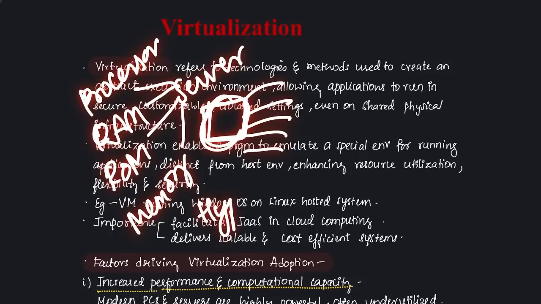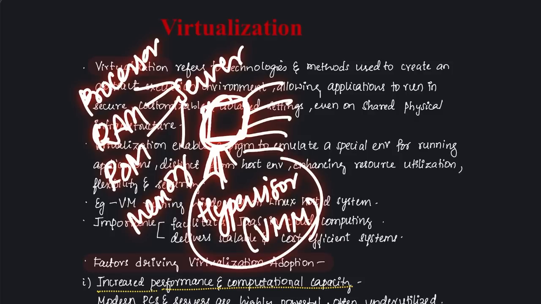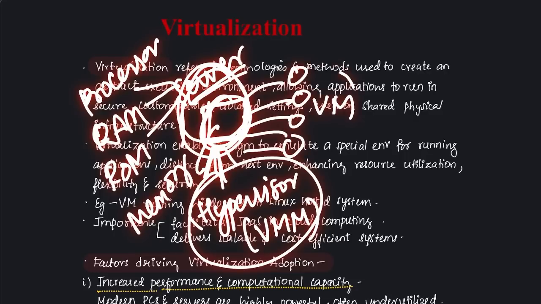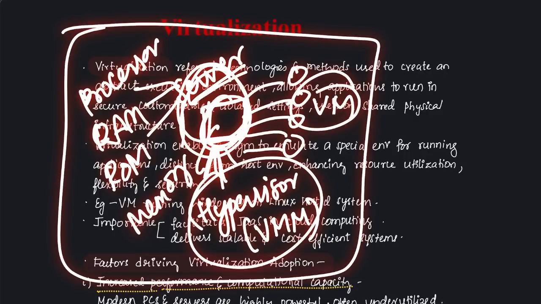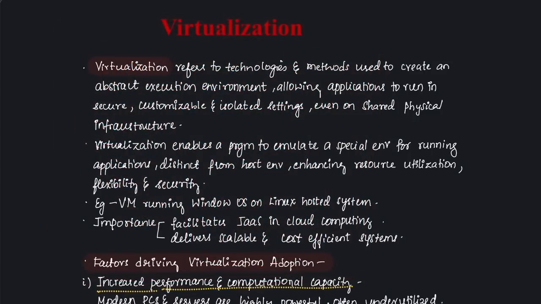By making use of a hypervisor, that is virtual machine manager, it will feed the software. This hypervisor is a software which will feed into this particular server, and from this server we can access the virtual machine. So this is how the entire virtualization actually works. Sorry, let's understand the definition first.